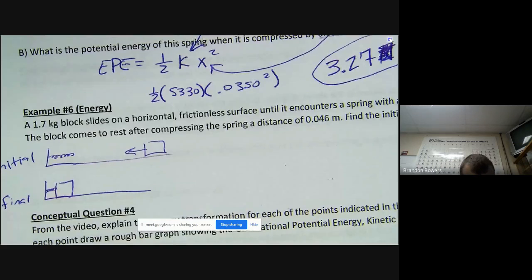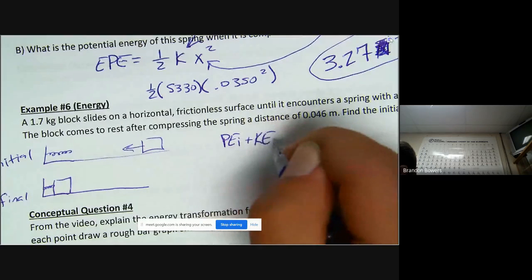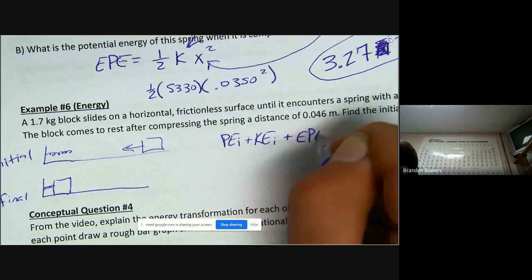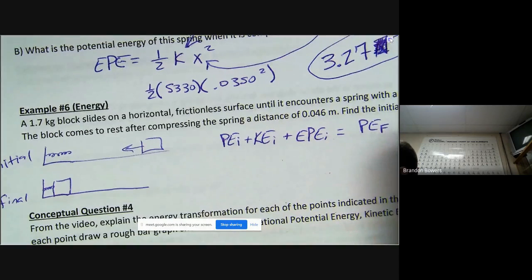Until it encounters a spring with a spring constant, so I know k is 955. When the block comes to rest after compressing the spring a distance of 0.046. Now I'm going to write out a lot of things, but I don't want you to write this out. Elastic potential energy initial is equal to potential energy final plus kinetic energy final plus elastic potential energy final.